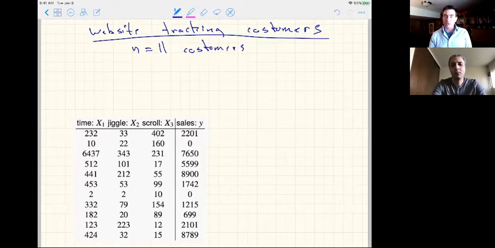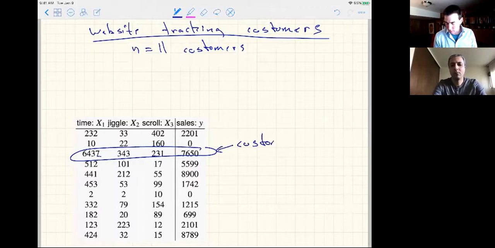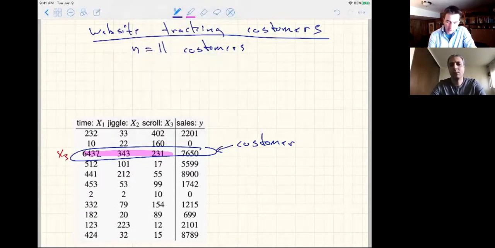Okay, and so for each customer, it's going to track three quantities. So this would be customer number three, that is. Each row is going to be a customer, so I'm going to track these rows as customers. The first three coordinates is going to be equal to x3 here. Okay, so I've tracked three things. We're tracking three explanatory variables.